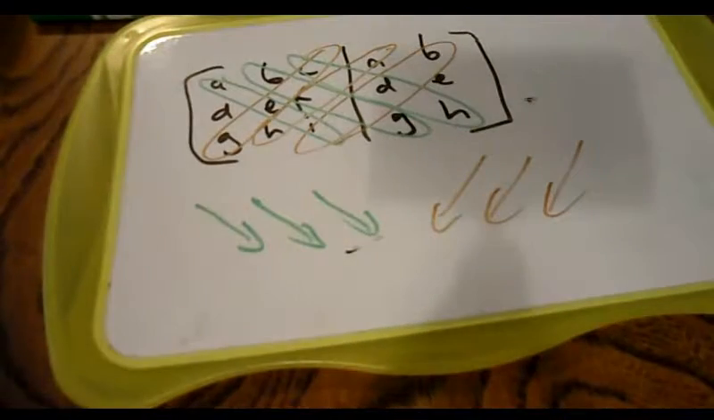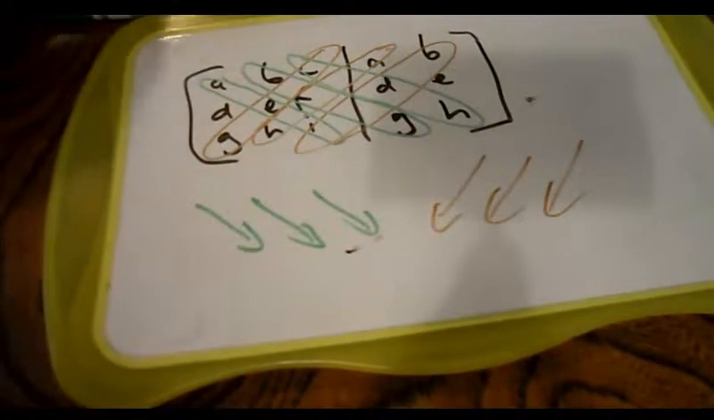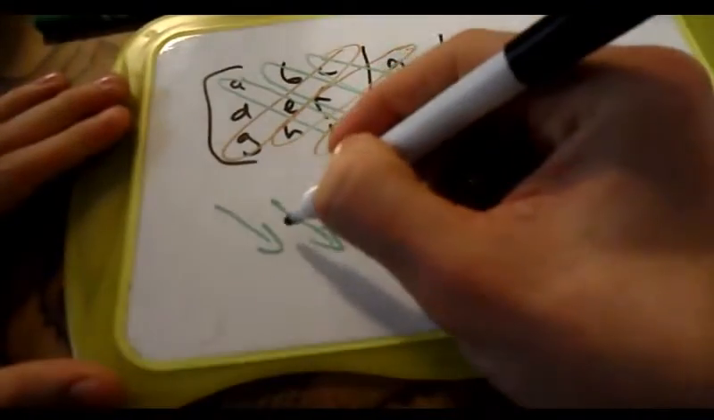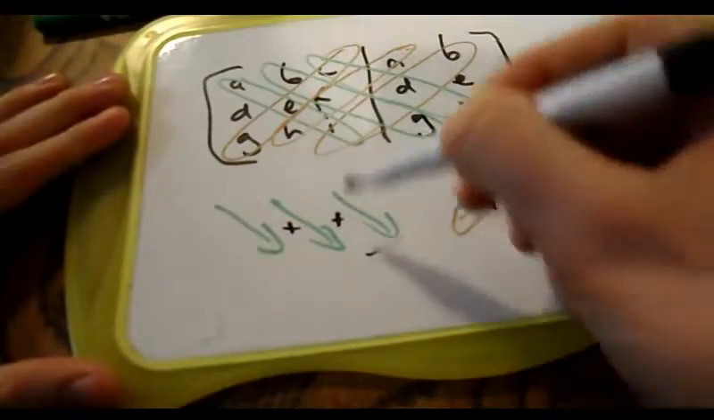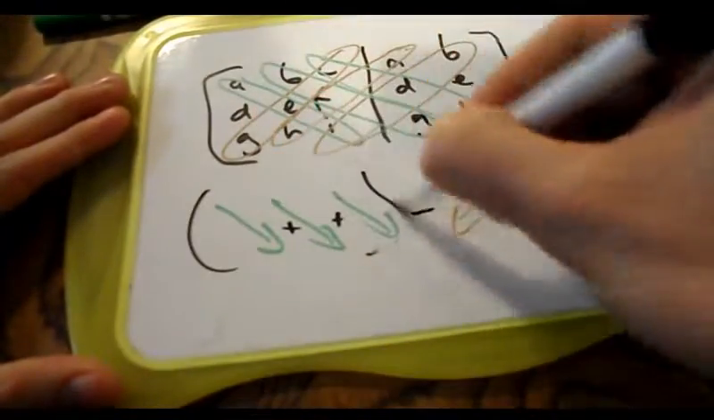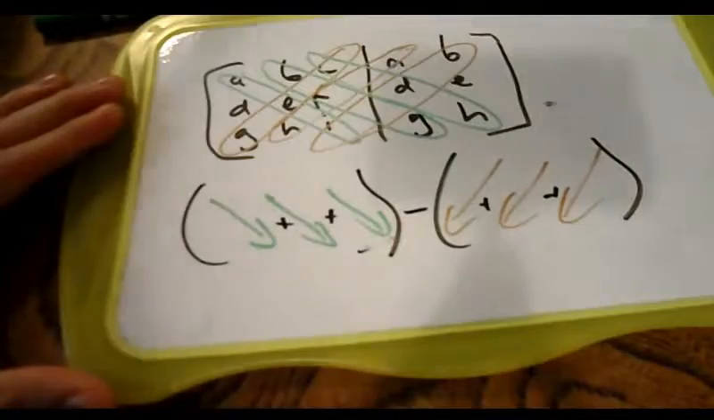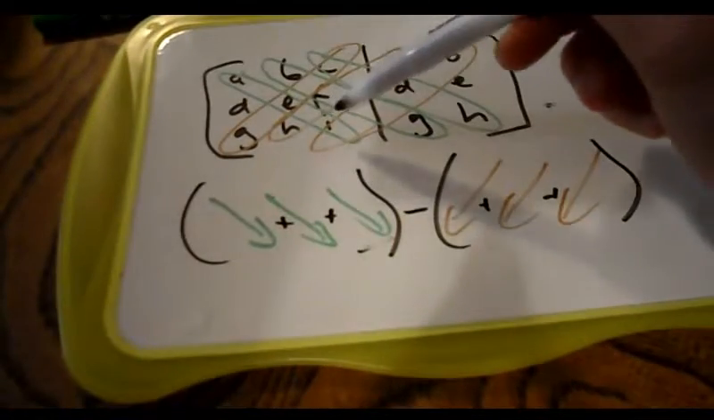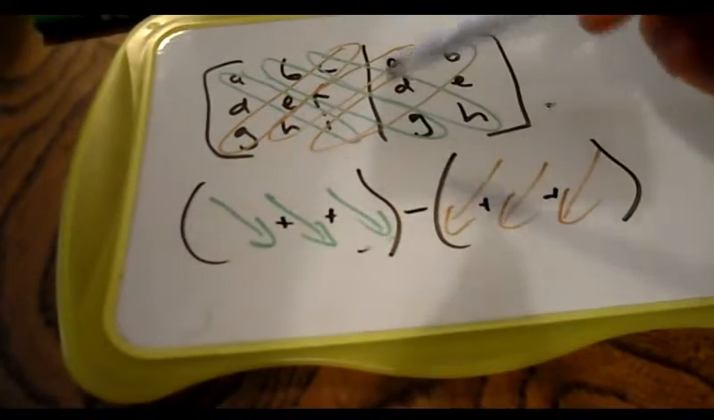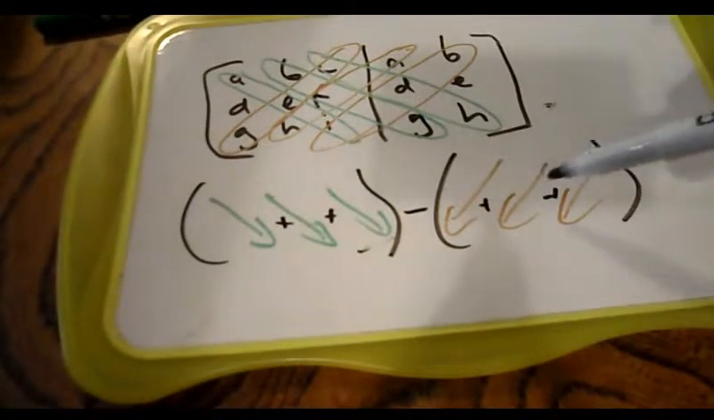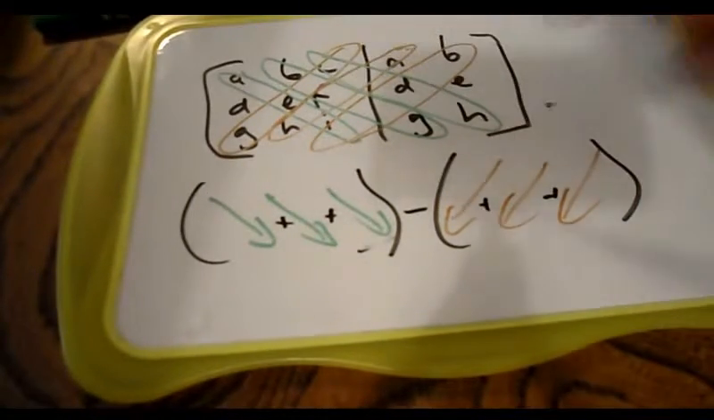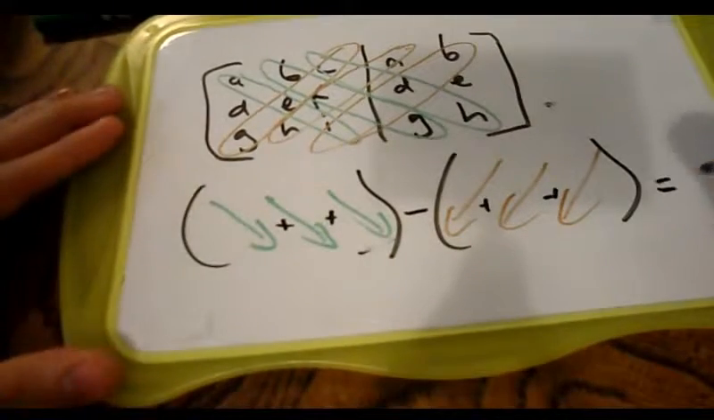So you have 6 sums there. So if you can visualize that, you multiply these together, plus these multiplied together, plus these multiplied together, take away this plus this plus this, and that gives you your determinant.